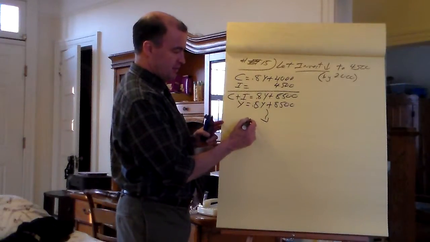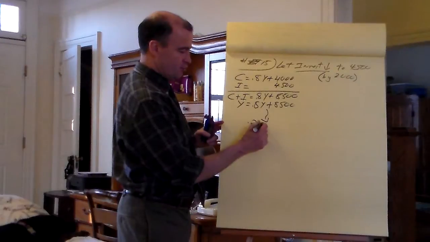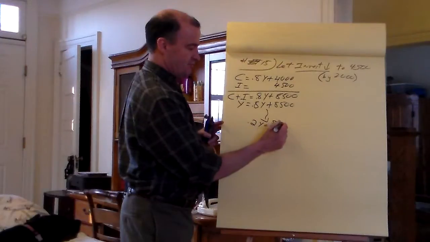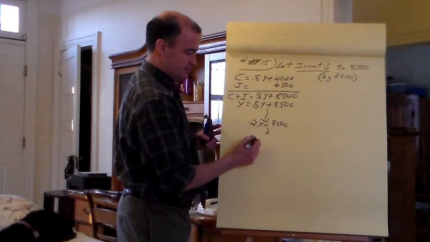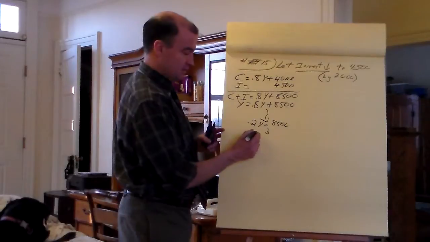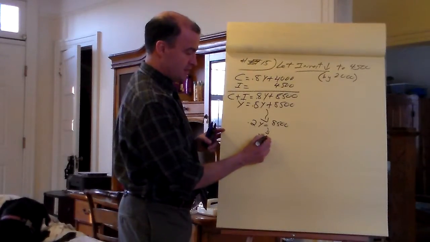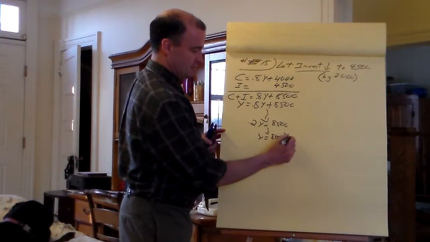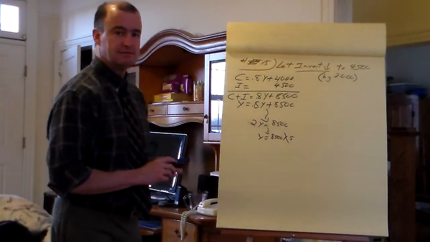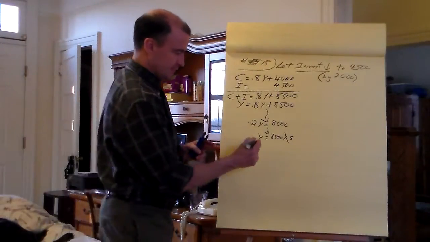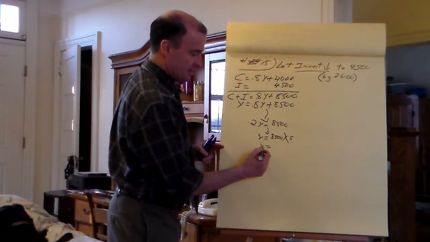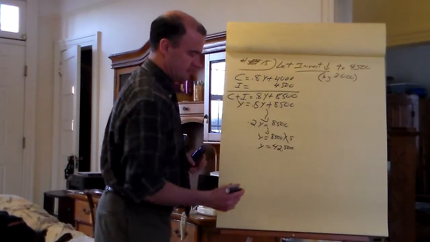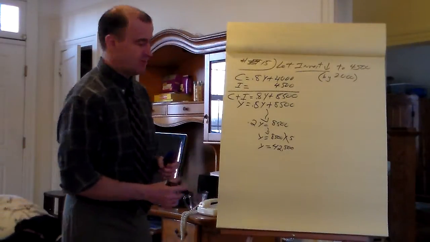Anyway, if I skip a couple steps, my next real important line is 0.2, 2/10 y equals 8,500. And then the big step, I'm skipping a couple steps, the big step becomes what? Y equals 8,500 times 5. All right. Looks like equilibrium income is 42,500.